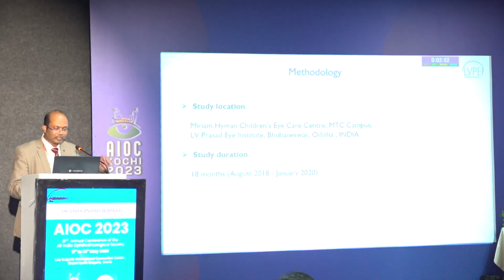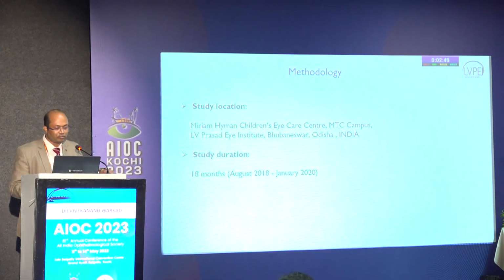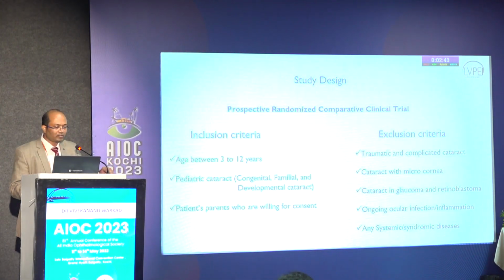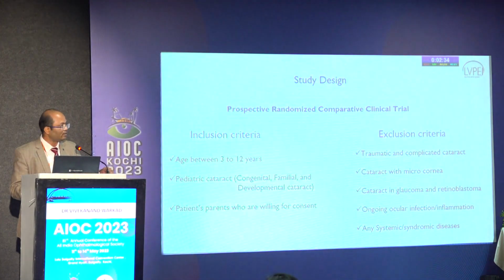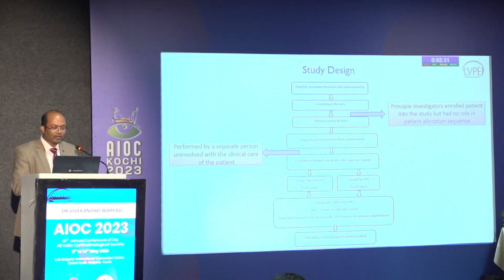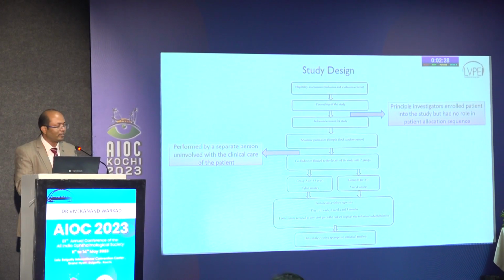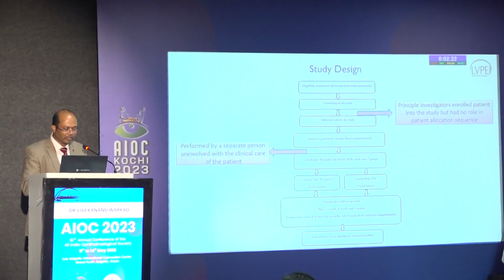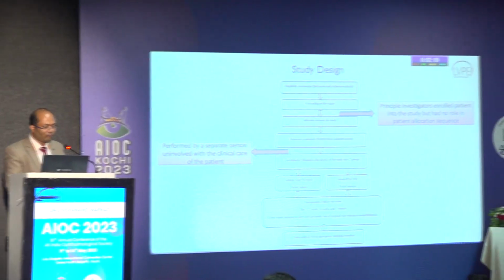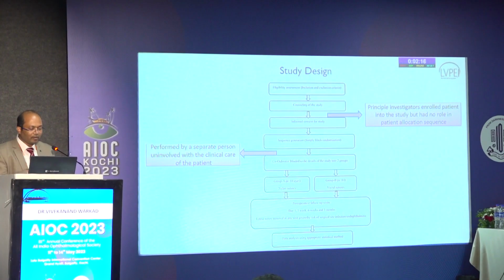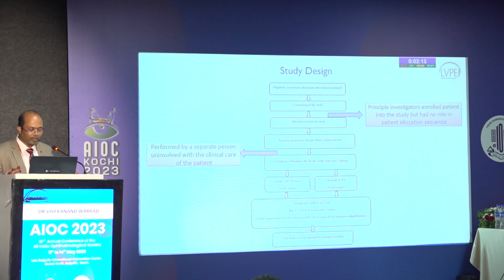It was performed at Miriam Hyman Children's Eye Care Center, MTC campus, LV Prasad Eye Institute, Bhubaneswar, over a period of 18 months. Children aged between 3 to 12 years with pediatric cataract, congenital, familial, or developmental, and willing to give consent were included. In the study design, after eligibility assessment, counseling and informed consent, sequence generation was done by simple block randomization by a separate coordinator uninvolved with the clinical care of the patient. They were randomized into two groups, group A and B, for nylon and Vicryl, including 84 eyes in each group.